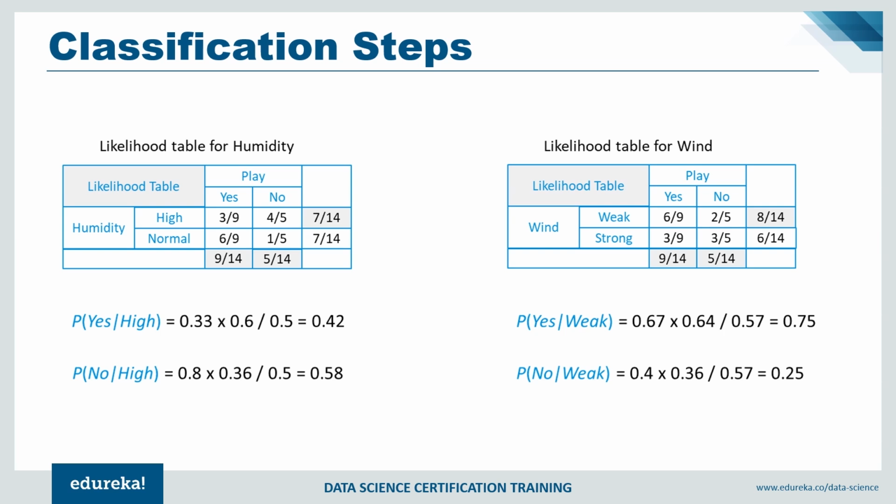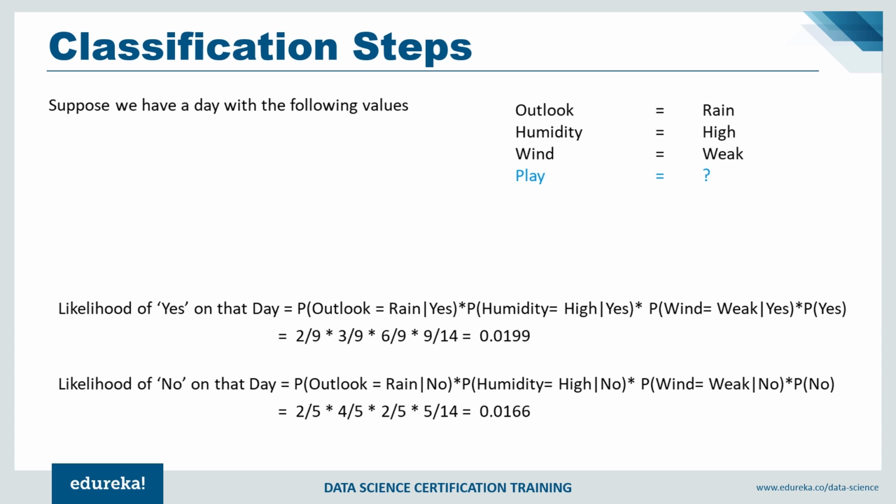Similarly, we're going to do the same for the likelihood table for humidity and the same for wind. For humidity, we're going to check the probability of yes given the humidity is high, and the probability of playing no given the humidity is high, which we're going to calculate using the same Bayes theorem. So suppose we have a day with the following values in which the outlook is rain, humidity is high, and wind is weak. Since we discussed the same example earlier with the decision tree, we know the answer. So let's not get ahead of ourselves and let's try to find the answer using the Bayes theorem, and understand how Naïve Bayes actually works.